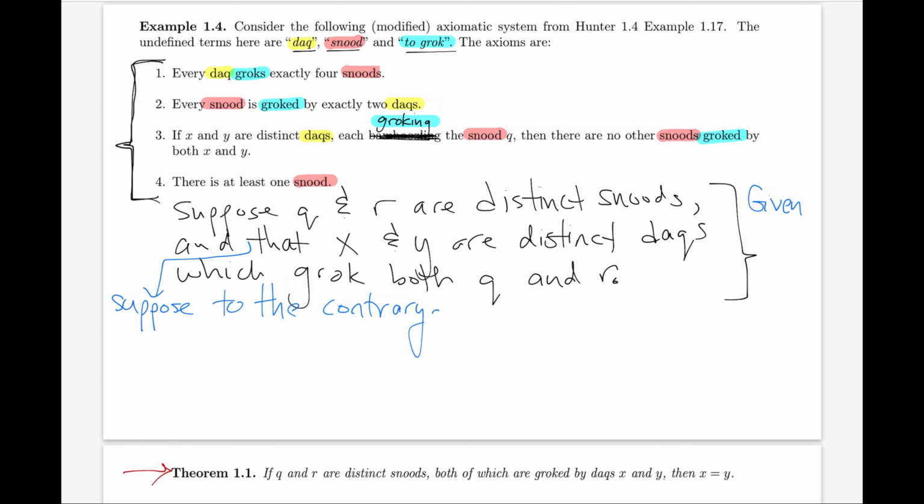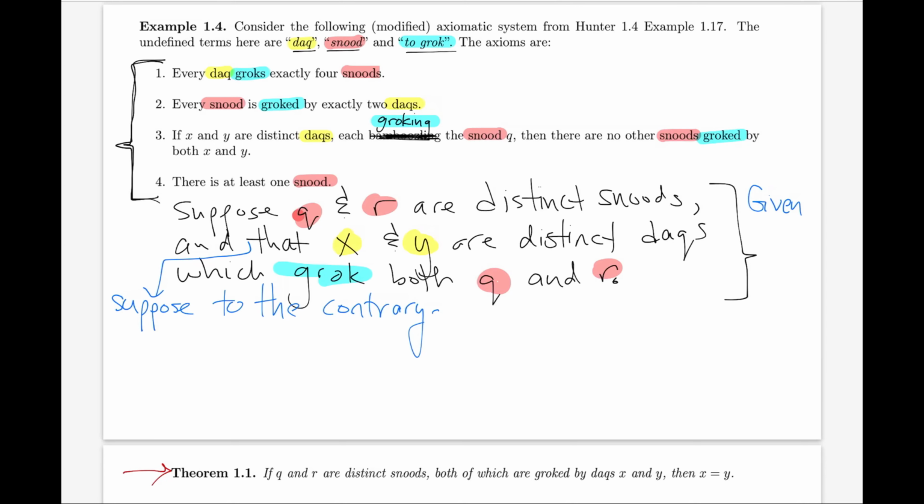So I'm going to suppose that Q and R are distinct snoods. So we've got a snood here and a snood there. And that X and Y are distinct DACs, and each of them grok both Q and R. And using only my axioms, I'm going to show that this is a contradiction.